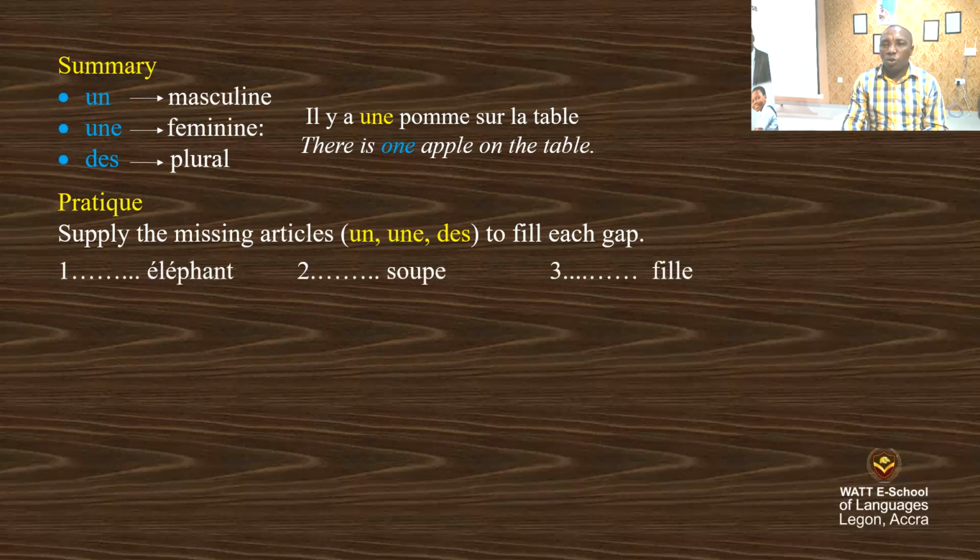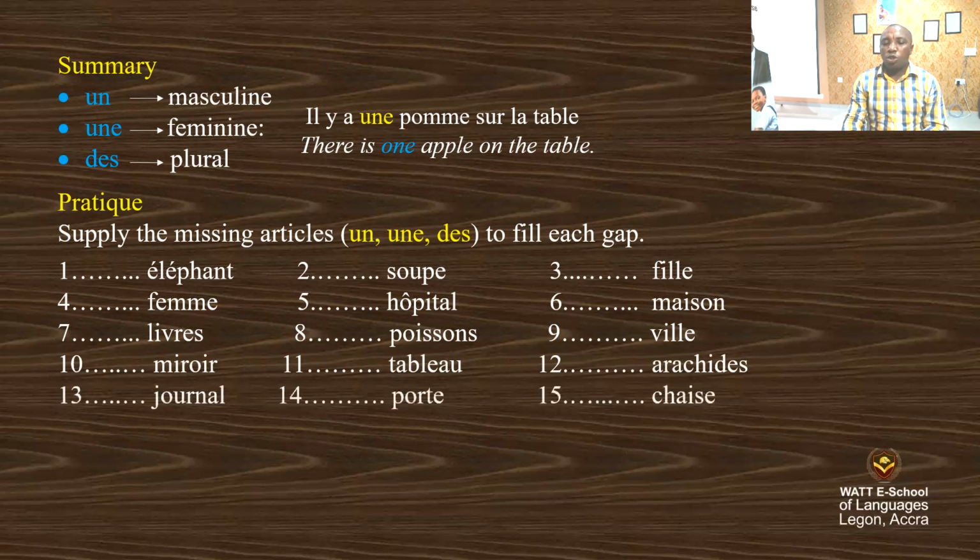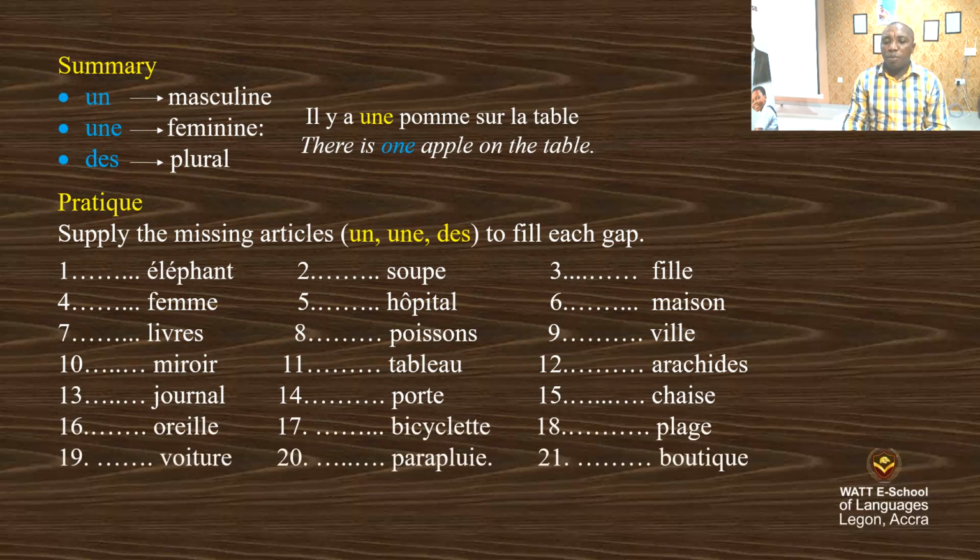Éléphant, soupe, fille. Femme, hôpital, maison. Livre, poisson, ville. Miroir, tableau, arachide, journal, porte, chaise, oreille, bicyclette, plage, voiture, parapluie, boutique. So let's supply the missing articles here.